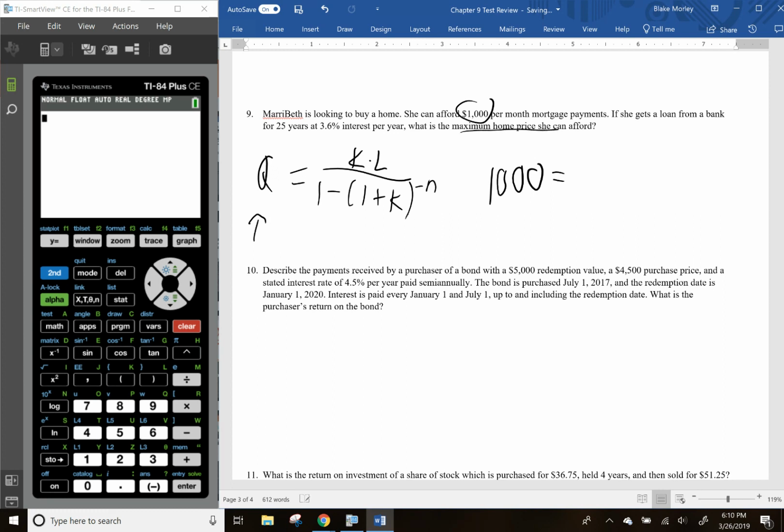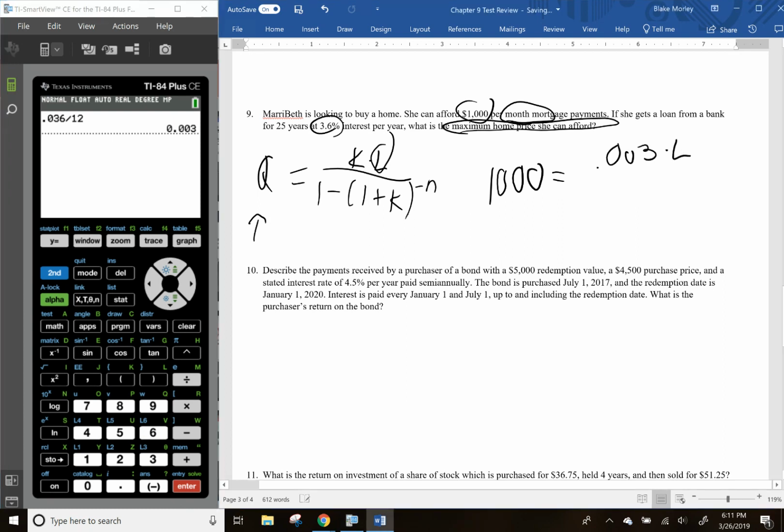And what we're looking for is a home price that she can afford. So the home price is L. L is the loan or mortgage amount, like the total house loan worth, typically the price of your home, not including any down payment. K is our interest rate, 3.6% per year. But remember, we're paying per month on our mortgage payment, so we need to understand the percentages per month. So 0.036 divided by 12 is 0.003. So that's my K value, 0.003 times L, which is what I'm looking for.